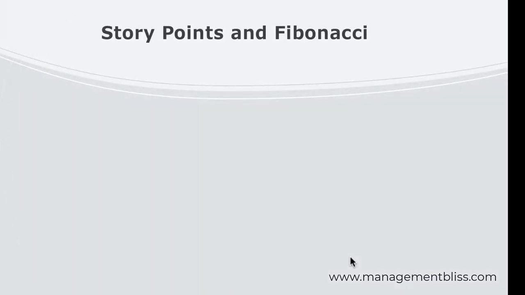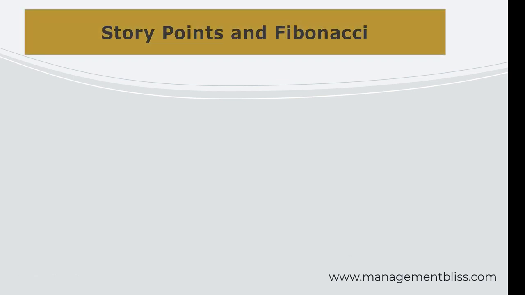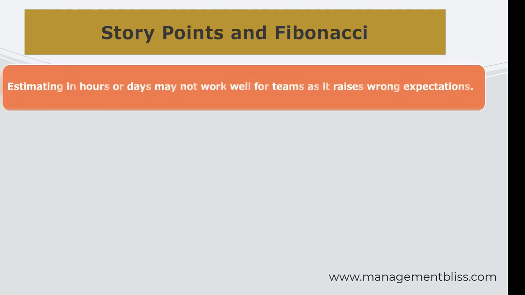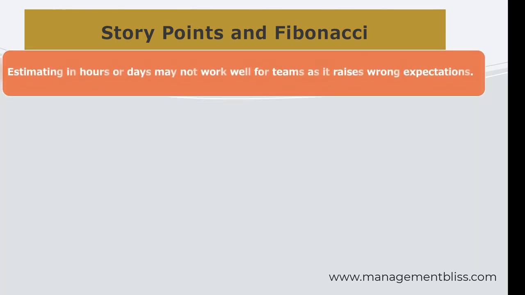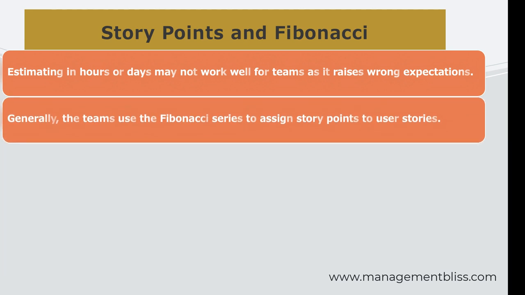With that, we will be moving on to story points and Fibonacci. Estimation in hours or days may not work well for teams as it raises wrong expectations among team members and stakeholders, leading to a feeling of failure if the work is not completed in the same time. There is no hard and fast rule for what numbers should be assigned to user stories. Generally, teams use the Fibonacci series to assign story points to user stories.